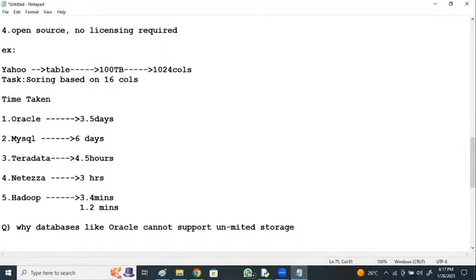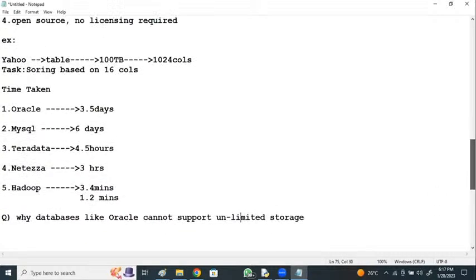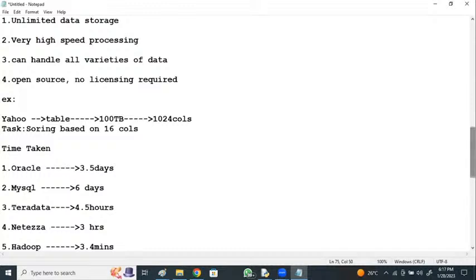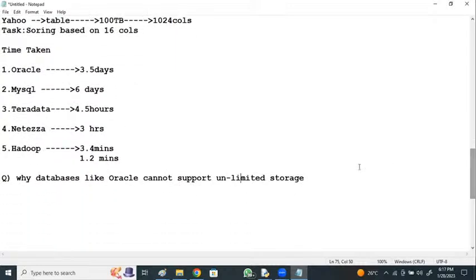Why can databases like Oracle not support unlimited storage? Why can only Hadoop do it? Hadoop follows a master and slave architecture: a single master and multiple slaves, meaning one master system and multiple slave systems. But databases have a limitation here: a maximum limit on the number of slaves.